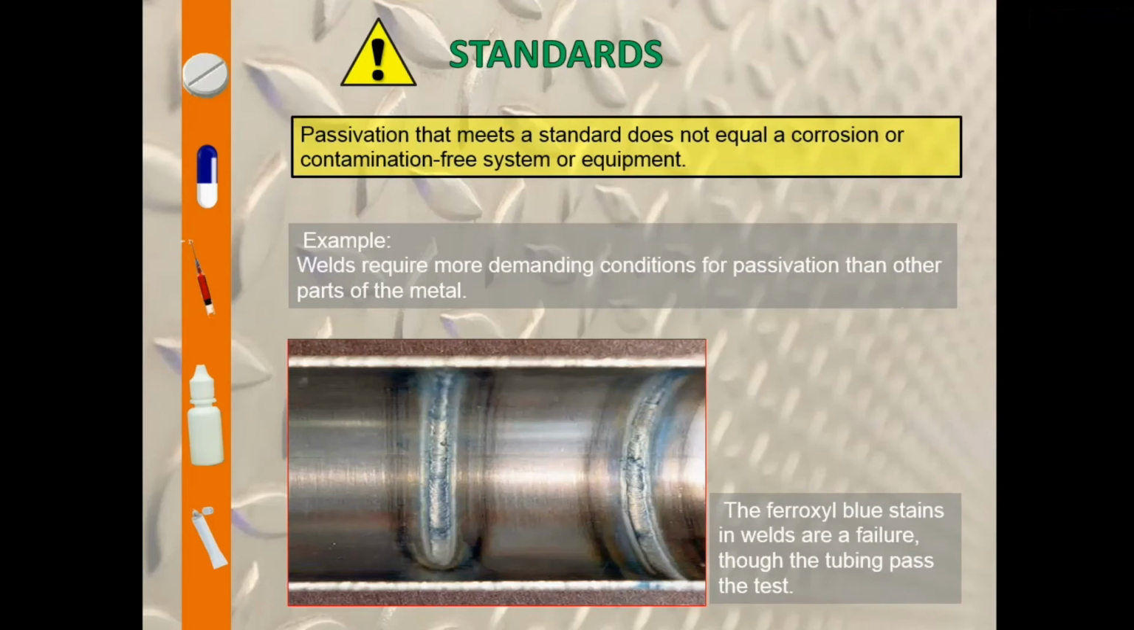Wells require more demanding conditions for passivation than other parts of the metal. More demanding means longer periods of time or more concentrated chemicals. On the picture, we see the ferroxyl blue stains in wells. Those are a failure, though the tubing passed the test. And when I say the tubing, I mean if we only use tubing as a passivation sample, chances are this will pass easily the test, but it's not the case for the wells.